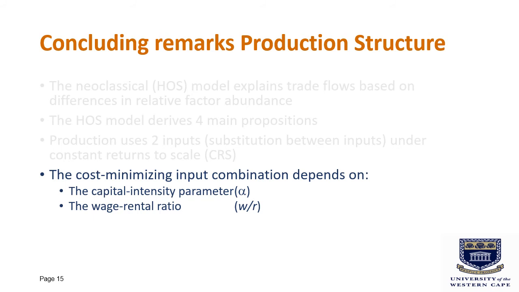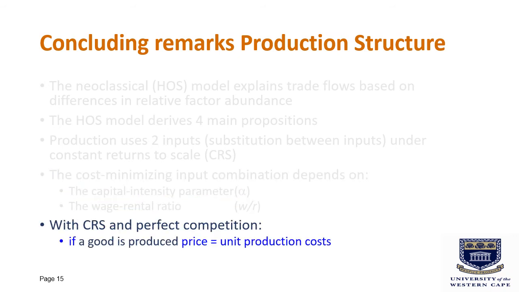It depends on the alpha value we choose, the capital intensity, that was just the slide before this, and it depends on the wage rental ratio. Right? When wages change, this affects the inputs. These are very, very important for when we eventually do the HO trade model. And we also know that with constant returns to scale and perfect competition, a good is produced where price is equal to the production cost per unit.